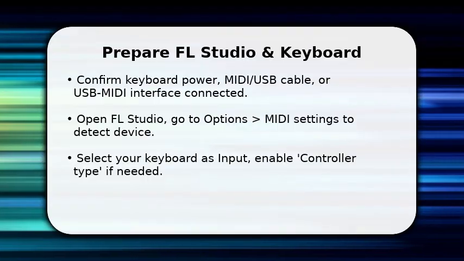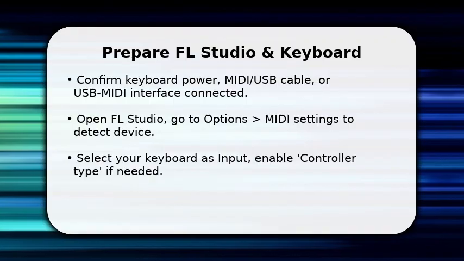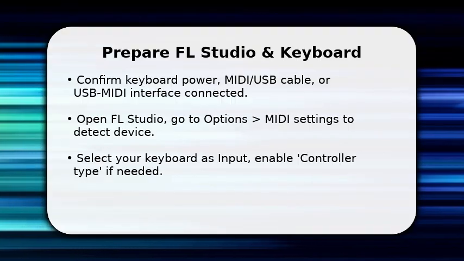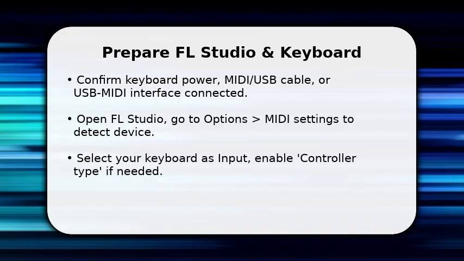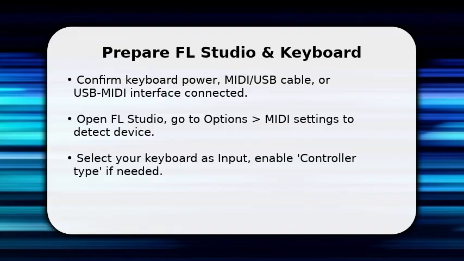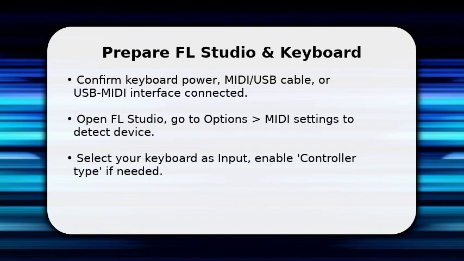You're starting immediately. Power your keyboard and connect via USB or a MIDI interface. Open FL Studio and navigate to Options, MIDI settings so FL can see the device. Once FL Studio lists your keyboard, select it as the input and enable it. That tells FL which controller to accept. Make sure Auto Accept or the correct controller type is chosen if available. This avoids mismapped controls. After that, you're ready to route signals into a channel.